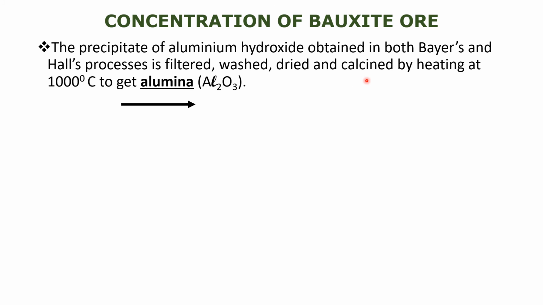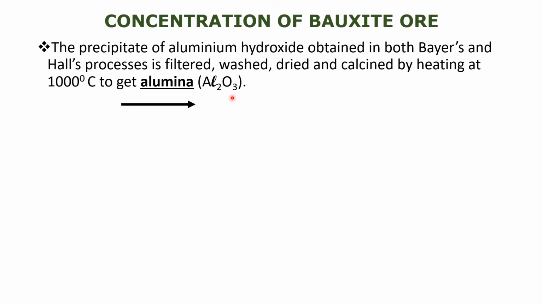What is calcination? We use a very limited supply of oxygen. Without oxygen, of course, it will not work. You need oxygen, but just enough for burning. So it is calcined by heating at 1000 degrees, and finally you get aluminium oxide.